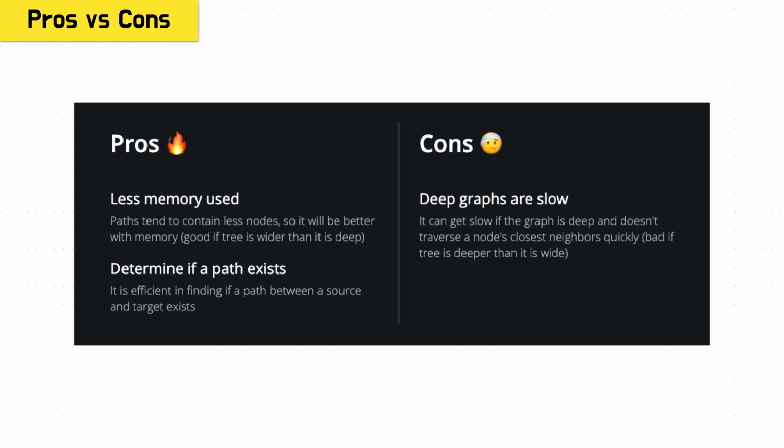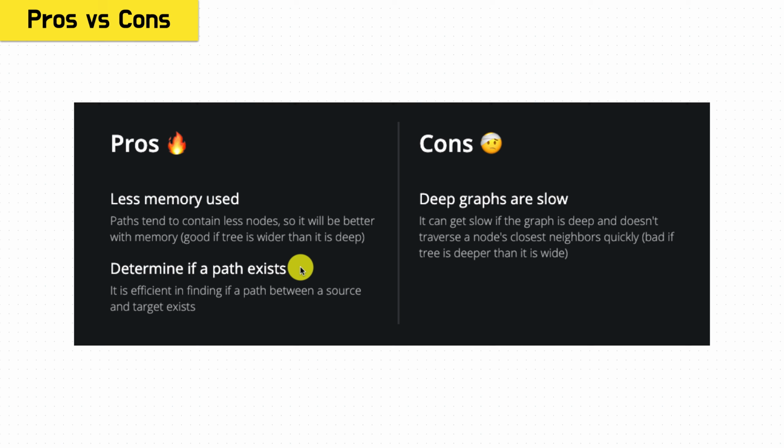Now let's discuss the pros and cons of depth first search. The primary pro is that it's assumed to typically take less memory. Graphs typically get wider than they are deep, so you're going to store less nodes when you go deep first.